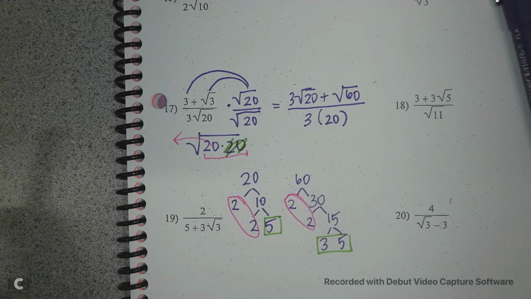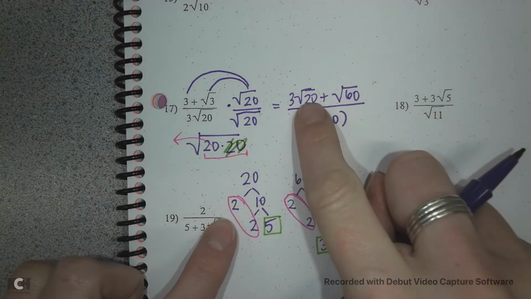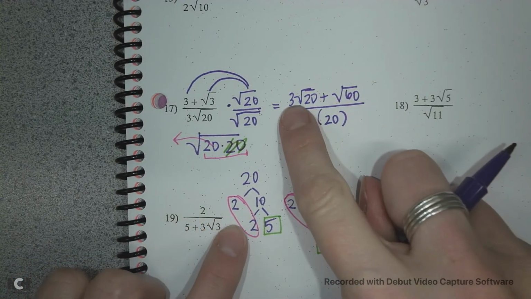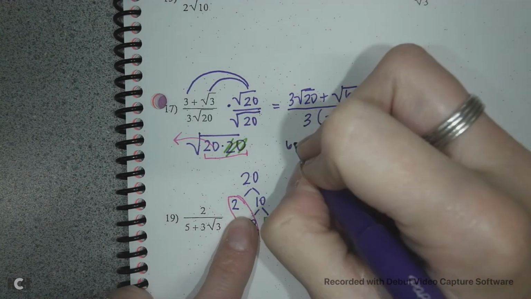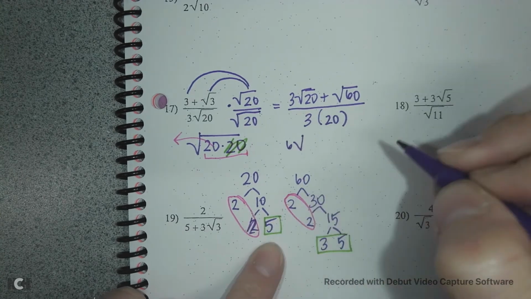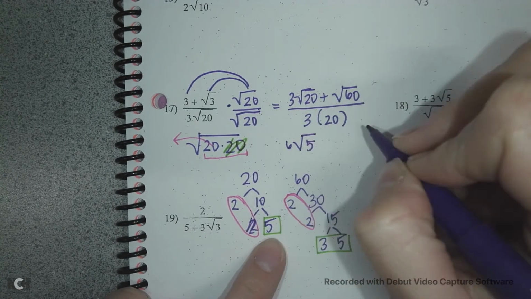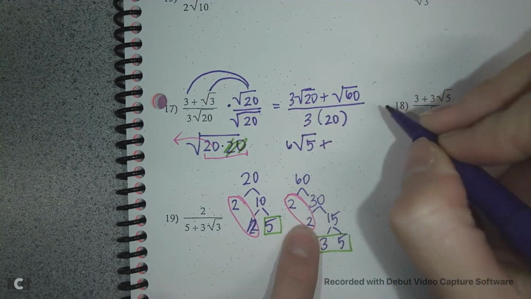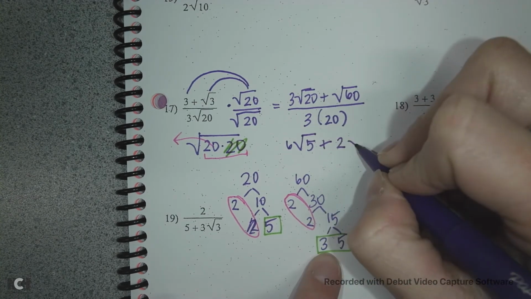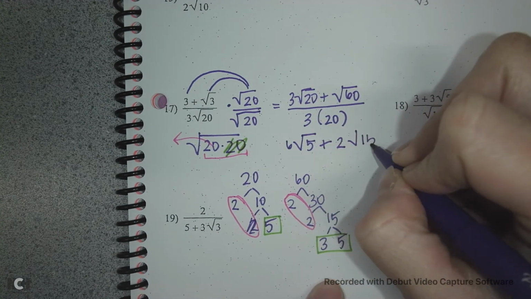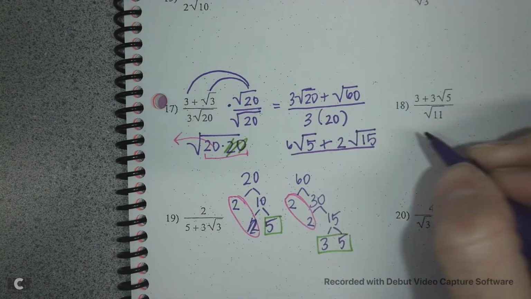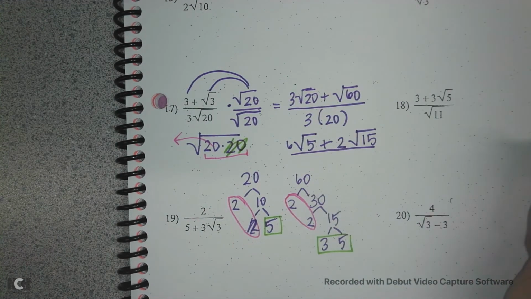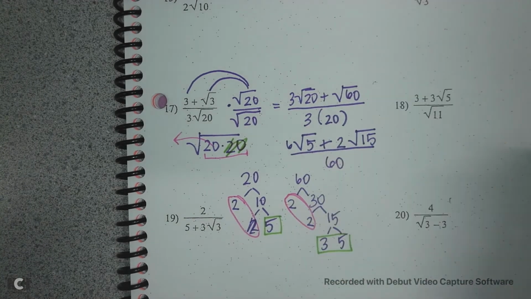Okay, so on the top, when I take my 20 and I reduce, I'm going to multiply the 3 by my 2. So that's 6, and then this guy goes away. What's left over is 5. And on my 60, I'm going to take out a 2. 3 and 5, 3 times 5 is 15. We don't want to leave it as 3 times 5 underneath my radical. And then here, 3 times 20 is 60.